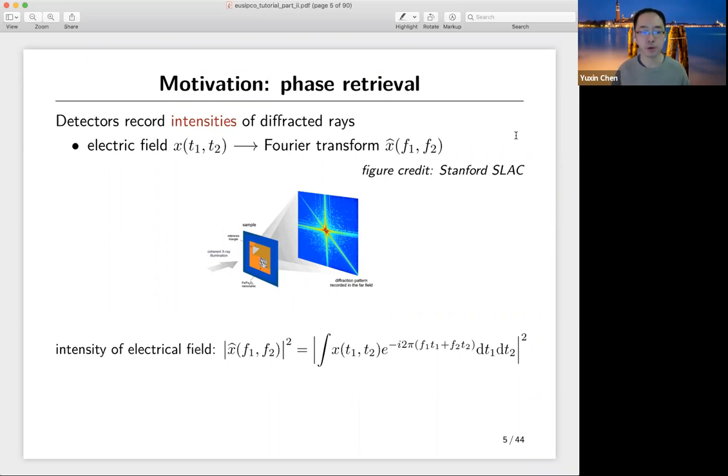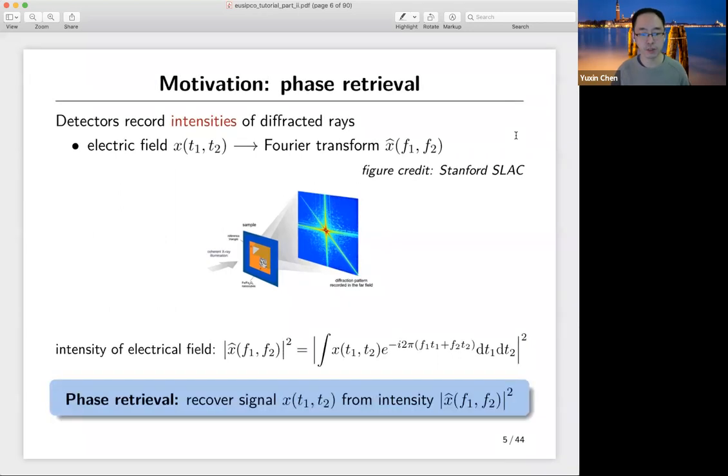So oftentimes what you're only able to measure is perhaps the intensity of the light. The intensity of the light oftentimes can be viewed as some sort of quadratic measurements about the unknown signal of interest. So this problem actually is also commonly referred to as phase retrieval. Basically, it's about how to recover the signal if we only obtain intensity measurement, meaning that all the phases have not been observed.